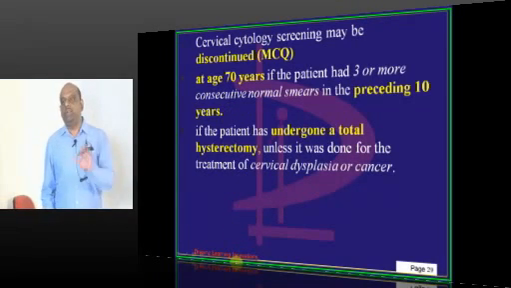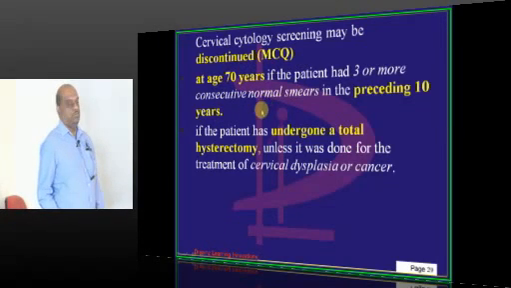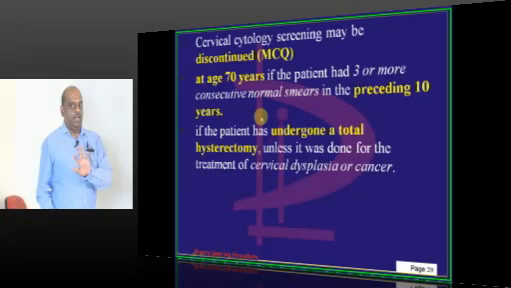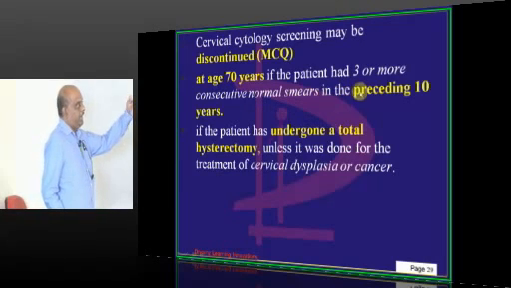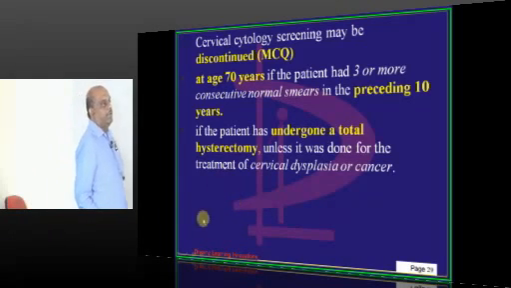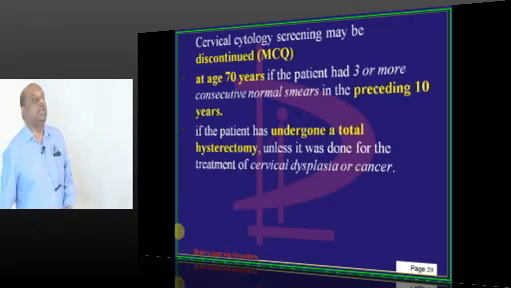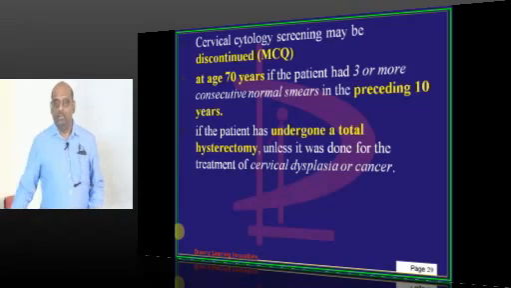And at what age do you want to discontinue it? At the age of 70, if the patient had 3 Pap smears negative in the preceding 10 years, or if the patient has already undergone total hysterectomy, they are the clinical scenarios where you want to stop doing the Pap smear. So you need to be very sure on the recommendations of Pap smear, which is the favorite question of the examiner.